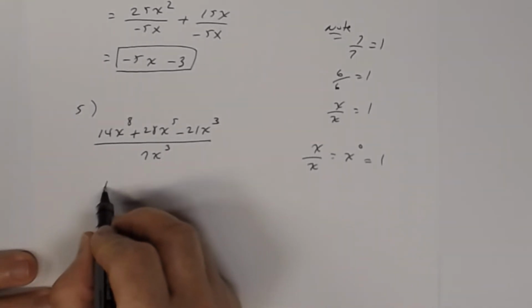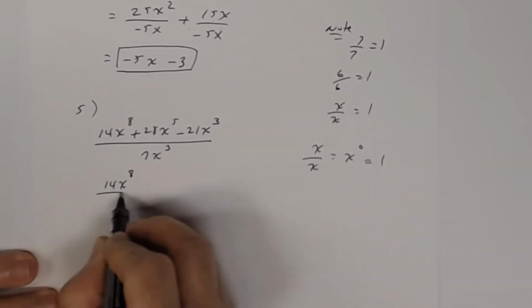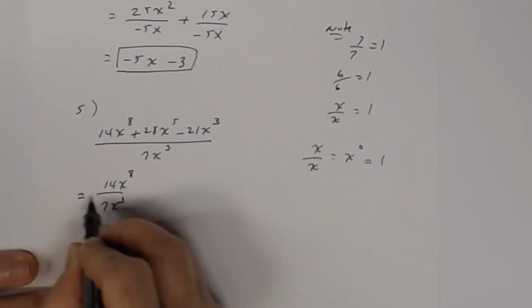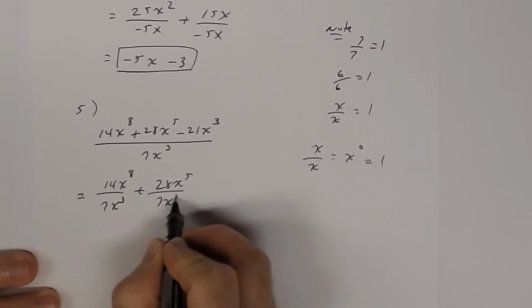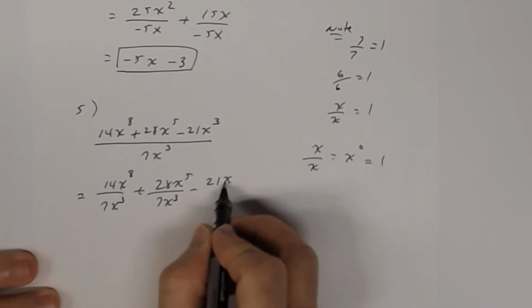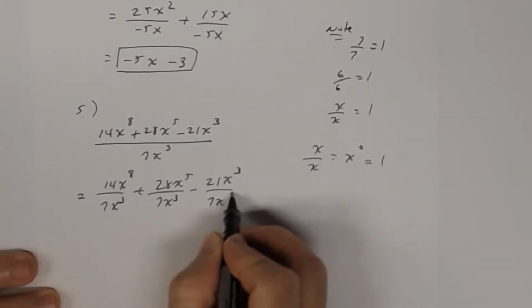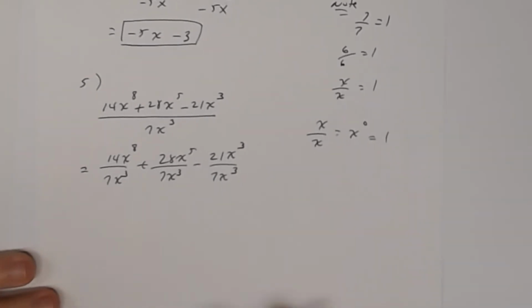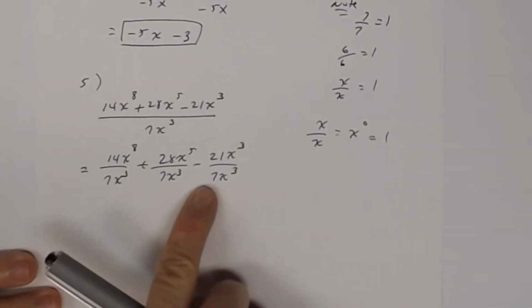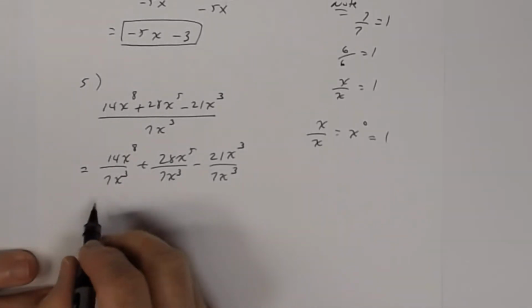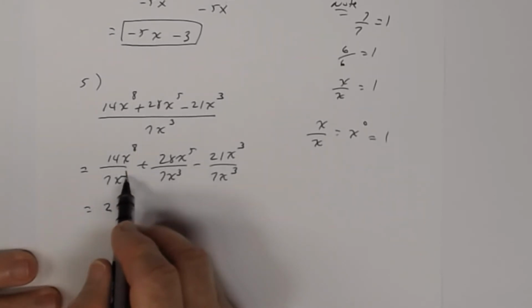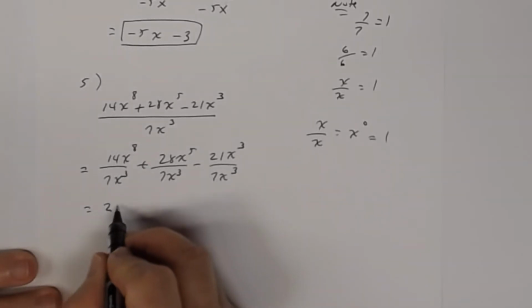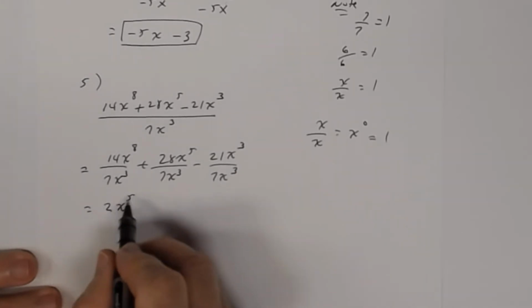And so you're going to get 14x^8 divided by 7x^3, plus 28x^5 divided by 7x^3, minus 21x^3 divided by 7x^3. And then you simplify each of those fractions. So 14 divided by 7, that's a nice number, that's 2. x^8 divided by x^3. When you divide like bases, you subtract exponents. So 8 minus 3 is 5. So that's x^5.